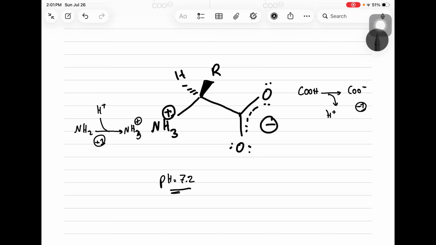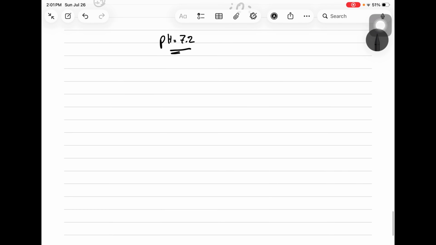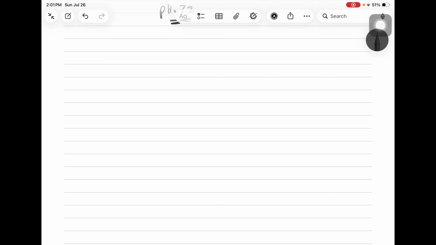Now, here's the important thing that you need to know about amino acids, that's zwitterions and the non-ionic molecules. Let's talk about the non-ionic form of an amino acid here. Let me draw an amino acid first. H, R. To make it easier, I'm going to put R here, NH2, COOH. This is the non-ionic form.